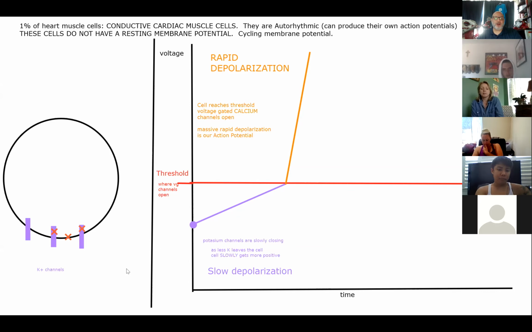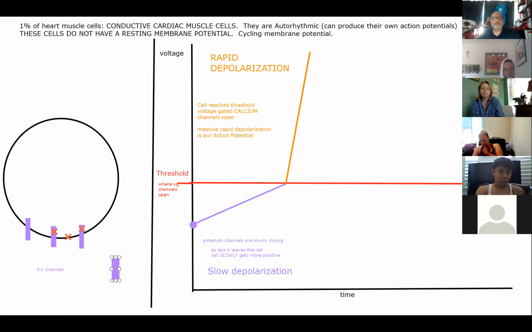So we're closing all of these potassium channels, and let's draw one more. Oops, hold on, I want that. Put another one right there. Oh, that's going to be over the top of it. Yeah, that doesn't work. All right, never mind. You get the idea.